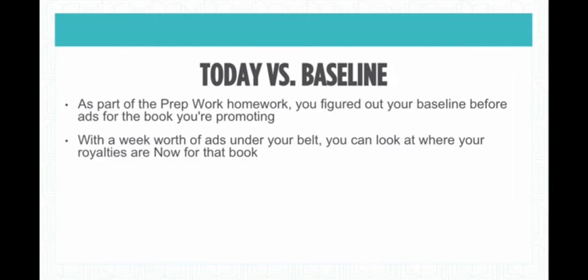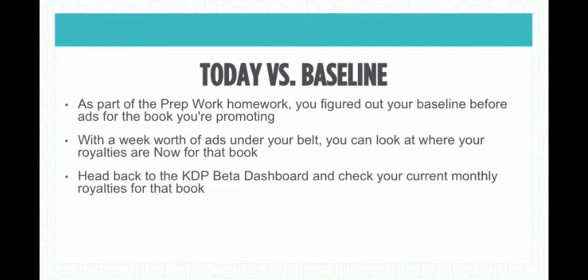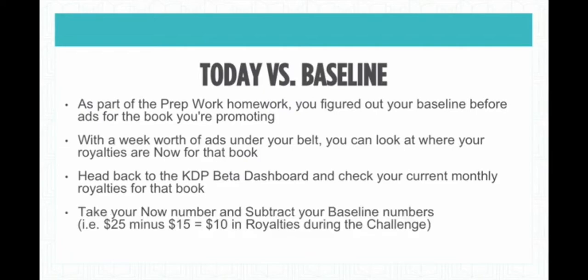Now we have that week of ads under our belt. Now you can look at where your royalties are currently. So if you were at $0 and you're now at $2, that means your royalties were $2. So you're going to find this out on the KDP Beta dashboard. You're just going to look at this month, check the current monthly royalties for that book.